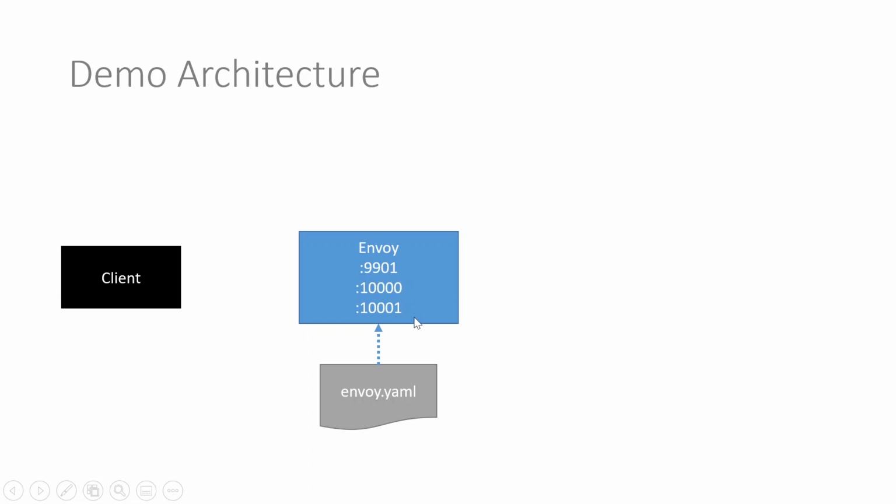Then we're going to listen on 2 other ports, 10,000 for HTTP and 10,001 for HTTPS. Now these port numbers, you can make them anything you like, as long as another service on your desktop isn't using the same port. They're just what we're using today. And then you can see here that Envoy uses a configuration file, in this case called Envoy.yaml, and that's where we will do most of our Envoy work.